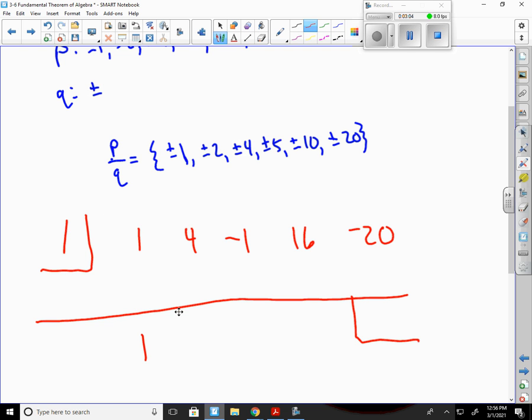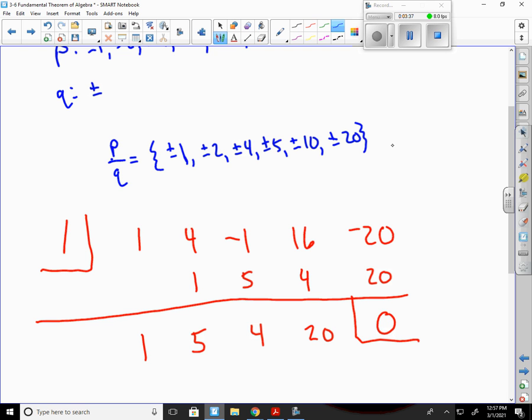So 1 times 1 is 1. 4 plus 1 is 5. 1 times 5 is 5. Negative 1 plus 5 is 4. 1 times 4 is 4. 16 plus 4 is 20. 1 times 20 is 20. Negative 20 plus 20 is 0. If you get anything other than a 0 here, you know that you did something wrong. Since we know that 1 is a root, you need to go back and try again.